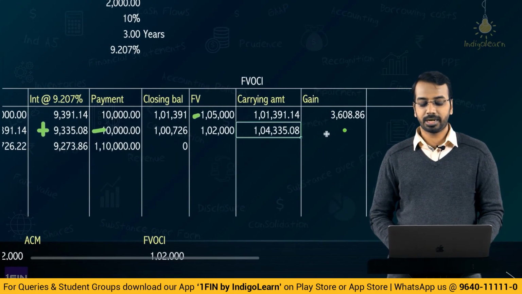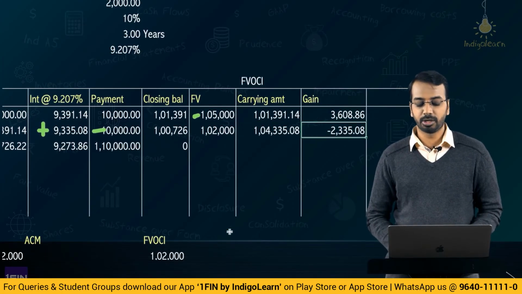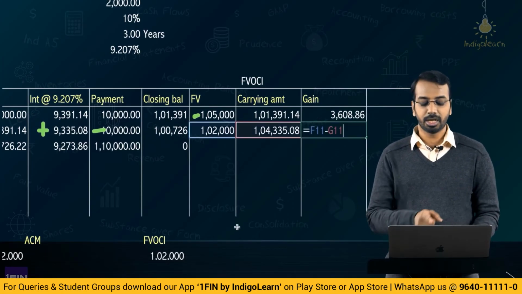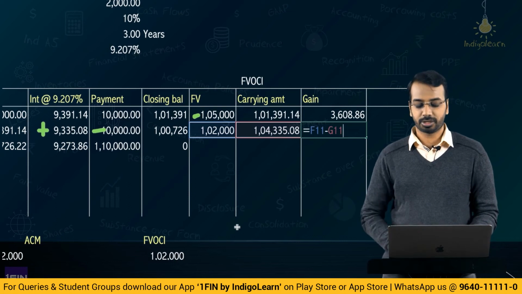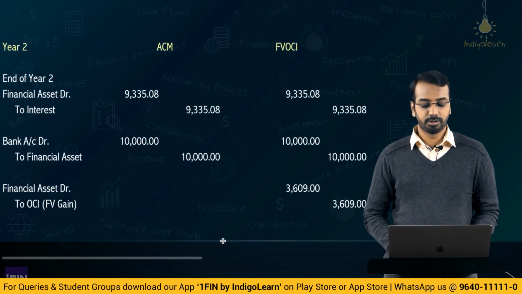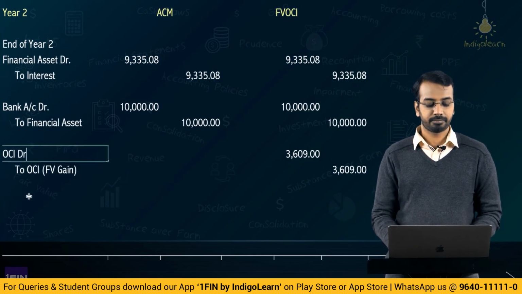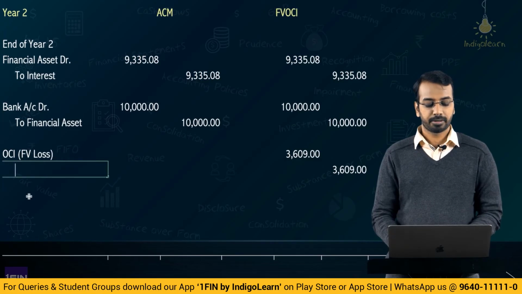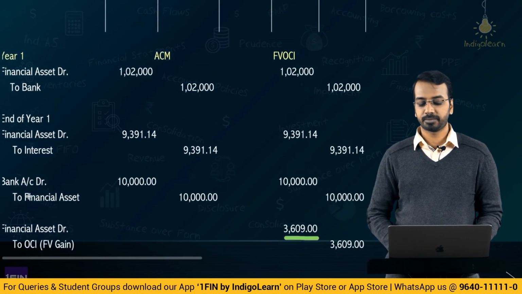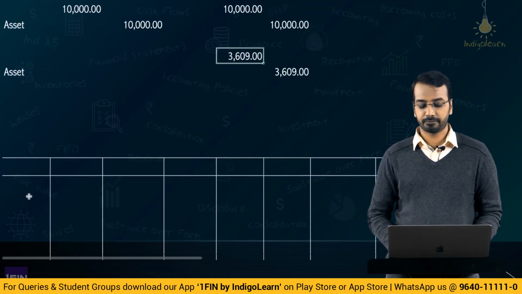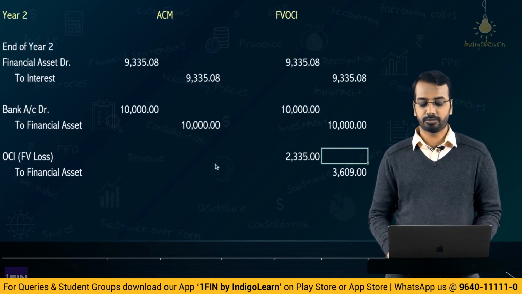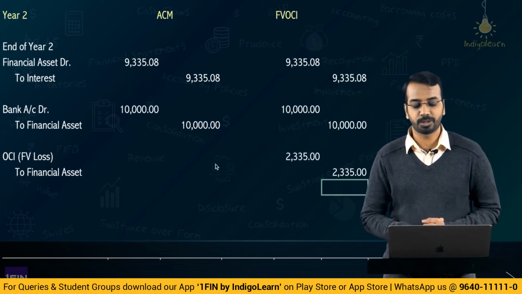And is there a gain or a loss now? Now here there will be a loss of 2,335, that is nothing but 1,02,000 minus 1,04,335. So what you will do is, here you will say OCI debit, fair value gain or loss, to financial asset. The amount is, we calculated here, 2,335. I will take the round figure 2,335, and here also it is 2,335.